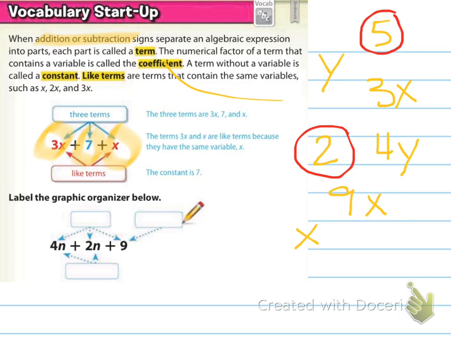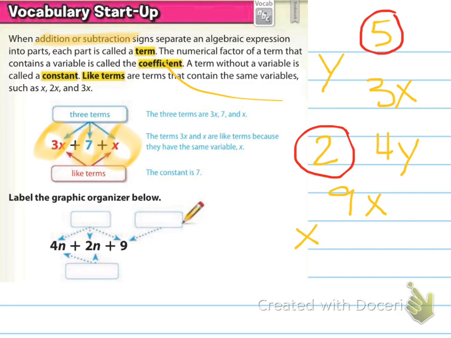If this were an addition problem, and it was y plus 5 plus 3x plus 2 plus 4y plus 9x plus x, I know that I can combine 5 and 2 because they're like terms. I can add 5 and 2 together. If these were my things, these would be my dots, right? And I would combine them.